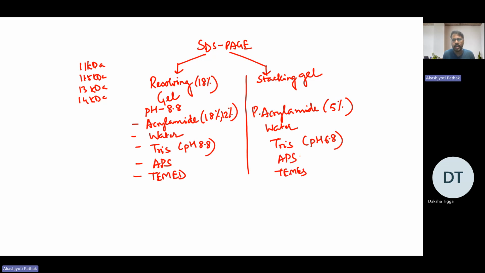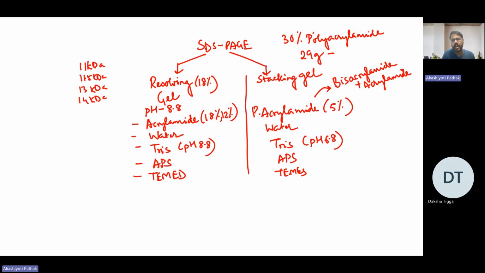Okay, so basically the polyacrylamide that you have in the lab is actually a mixture of bisacrylamide and acrylamide. What is usually done in lab is you prepare a 30% polyacrylamide stock solution. When you prepare this stock solution, you add 29 gram of acrylamide and 1 gram of bisacrylamide. So that is the composition used for preparing 30%. For preparing 100 ml of 30% polyacrylamide, you will add 29 gram of acrylamide and 1 gram of bisacrylamide.